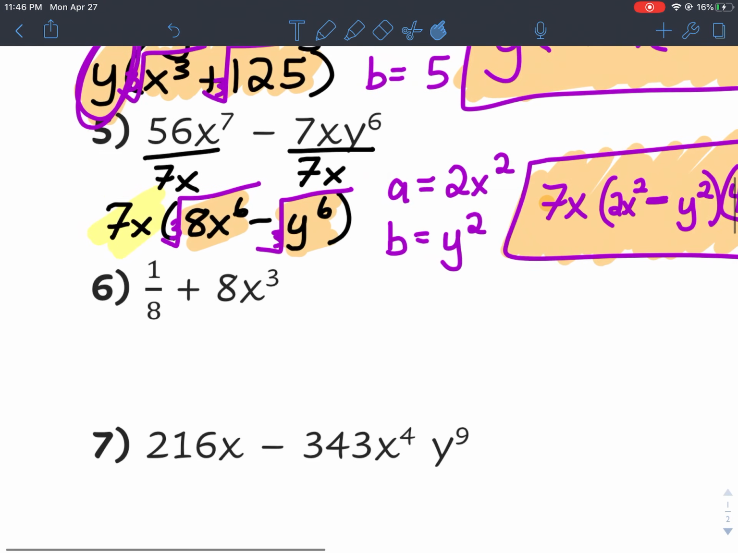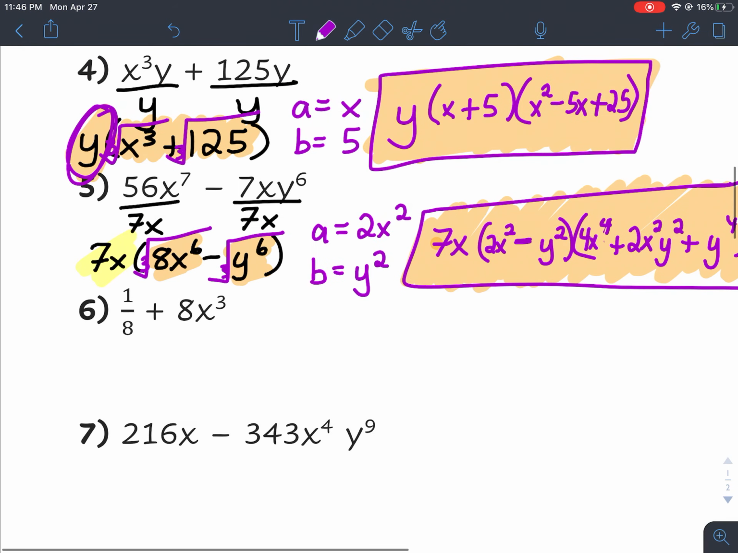Okay, so now a few more. If we take a look at number 6, it has a fraction, but again, it's really no different here. So you're taking a look at it. Does it have a GCF? It does not look like it.